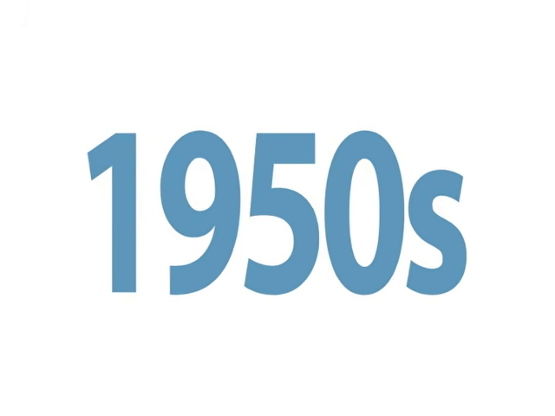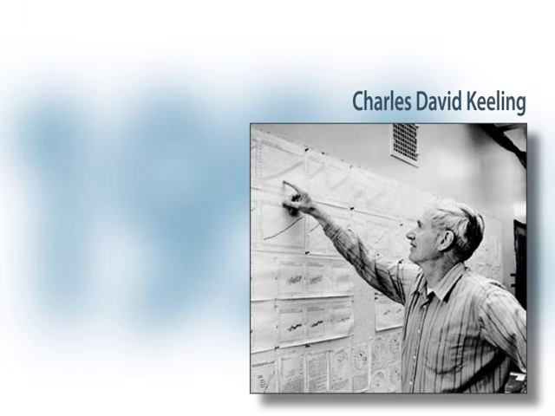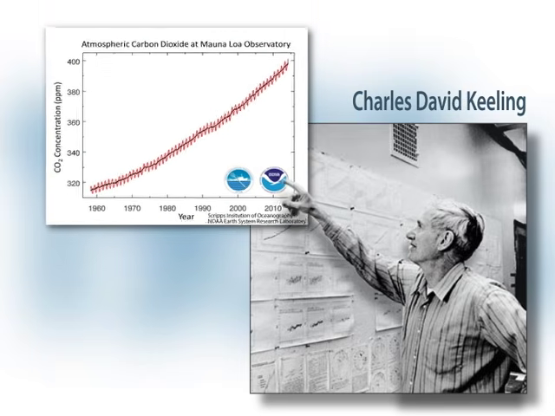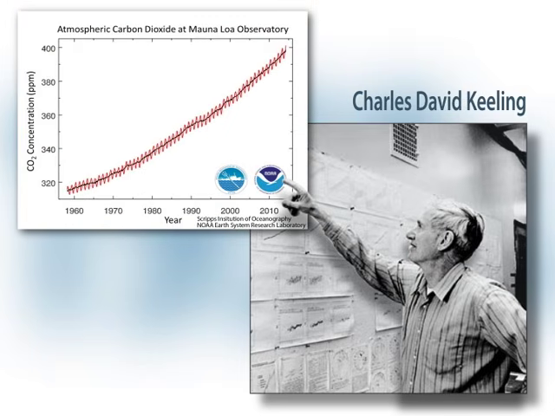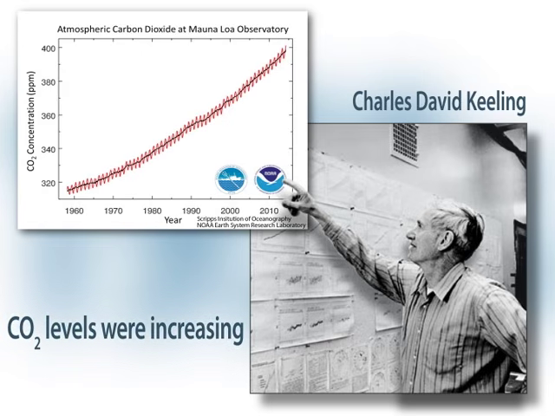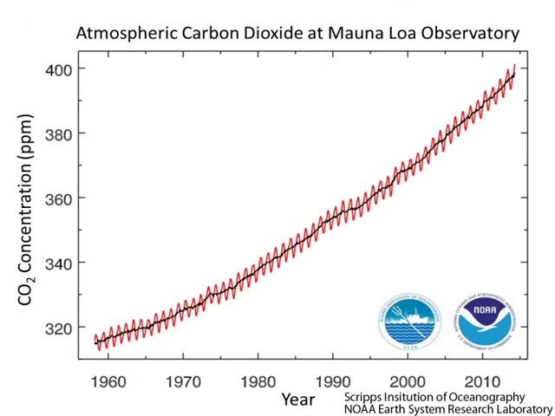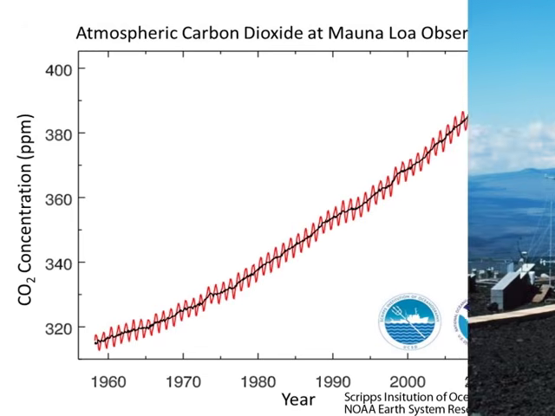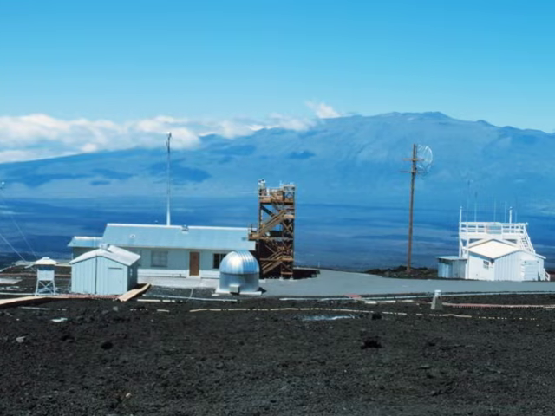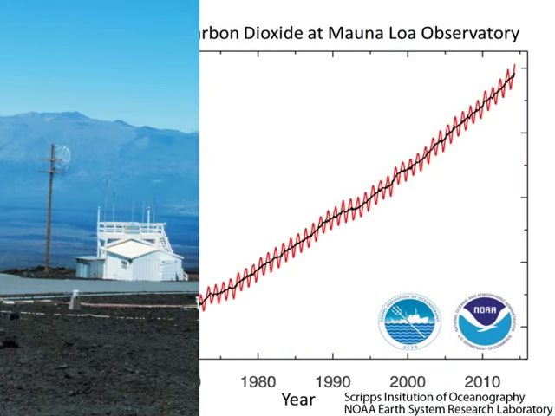In the late 1950s, an American scientist, Charles David Keeling, developed an instrument that allowed him to measure carbon dioxide concentrations in the atmosphere very accurately. Within a few years, he was able to prove without doubt that CO2 levels were increasing. This graph shows the result of Dr. Keeling's findings. These measurements were made at the Mauna Loa Observatory in Hawaii, a high-altitude site that offers a well-mixed portion of the atmosphere in the middle of the Pacific Ocean, far away from automobile tailpipes and fossil fuel-burning power plants.